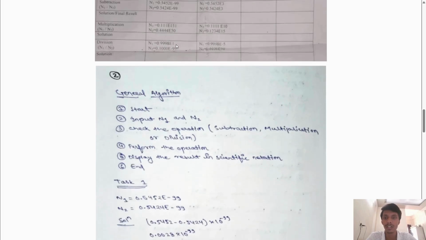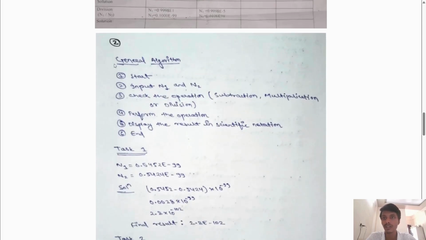In the second question, we have to write the algorithm flowchart for the following tasks and complete the table. We have tasks like subtraction, multiplication, and division, and we have to write an algorithm for all of these. In solving this question, we write a general algorithm in which we start and take n1 and n2 as inputs, check the operation, whether it is subtraction, multiplication, or division, perform the respective operation and display the result in scientific notation at the end.